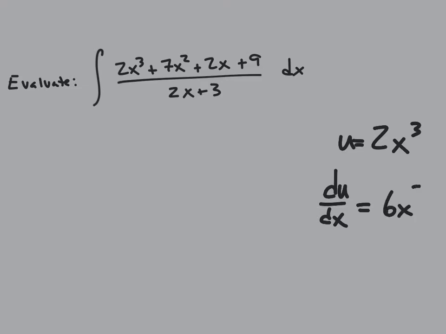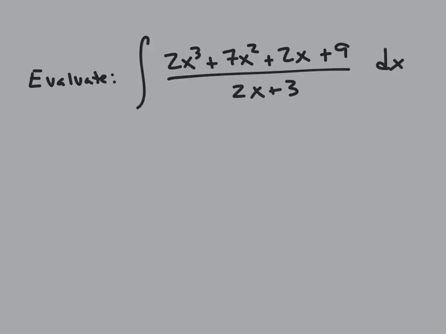6x squared. Okay, and so the problem is that, if this is my derivative, I don't have something squared here. I have a degree 1, all right? And so this isn't going to work. And so I don't want to go forth with this. So we have to think of what else we can do to simplify this function so that we can integrate it, okay? And the answer to that is to use long division.